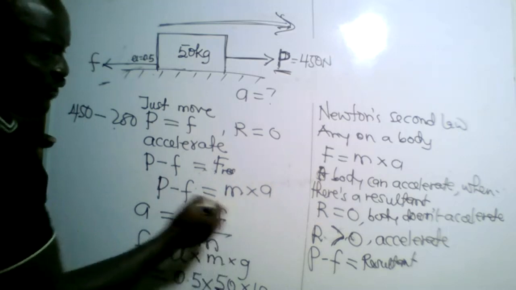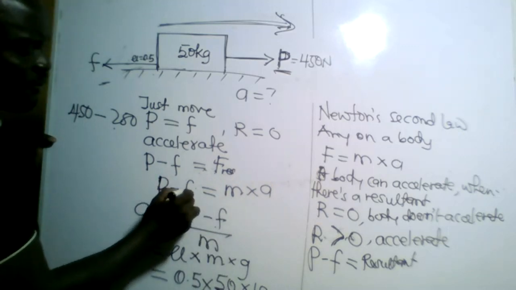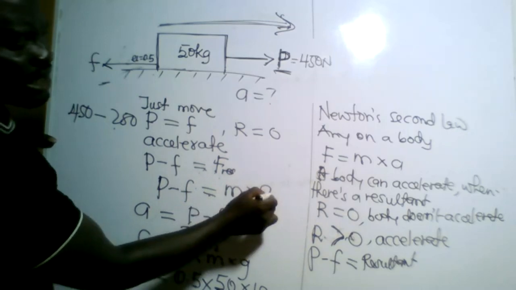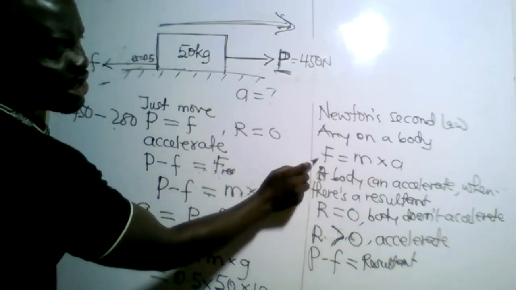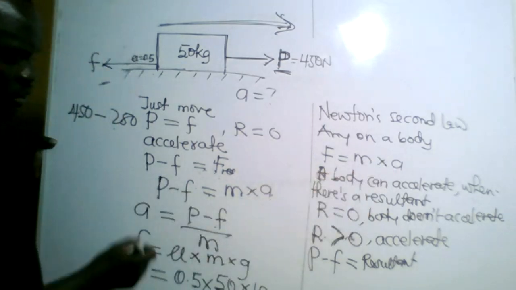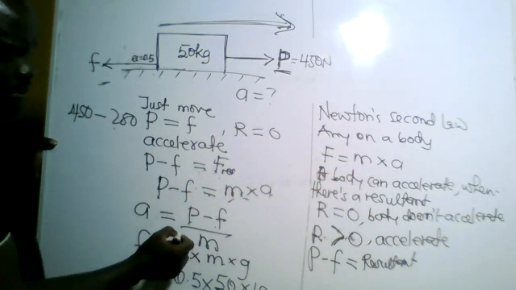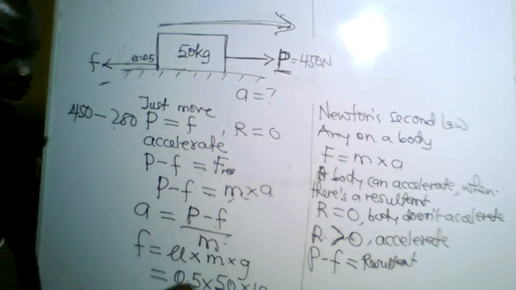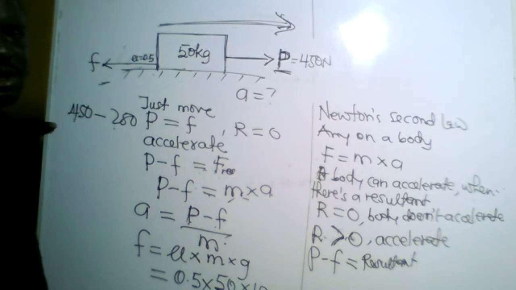Equate the difference, which is P minus F, to the mass of the body times acceleration, because this is what Newton said. Any force is given by ma. So when you divide the difference, or the resultant force, by m, then you can find the acceleration of the body.